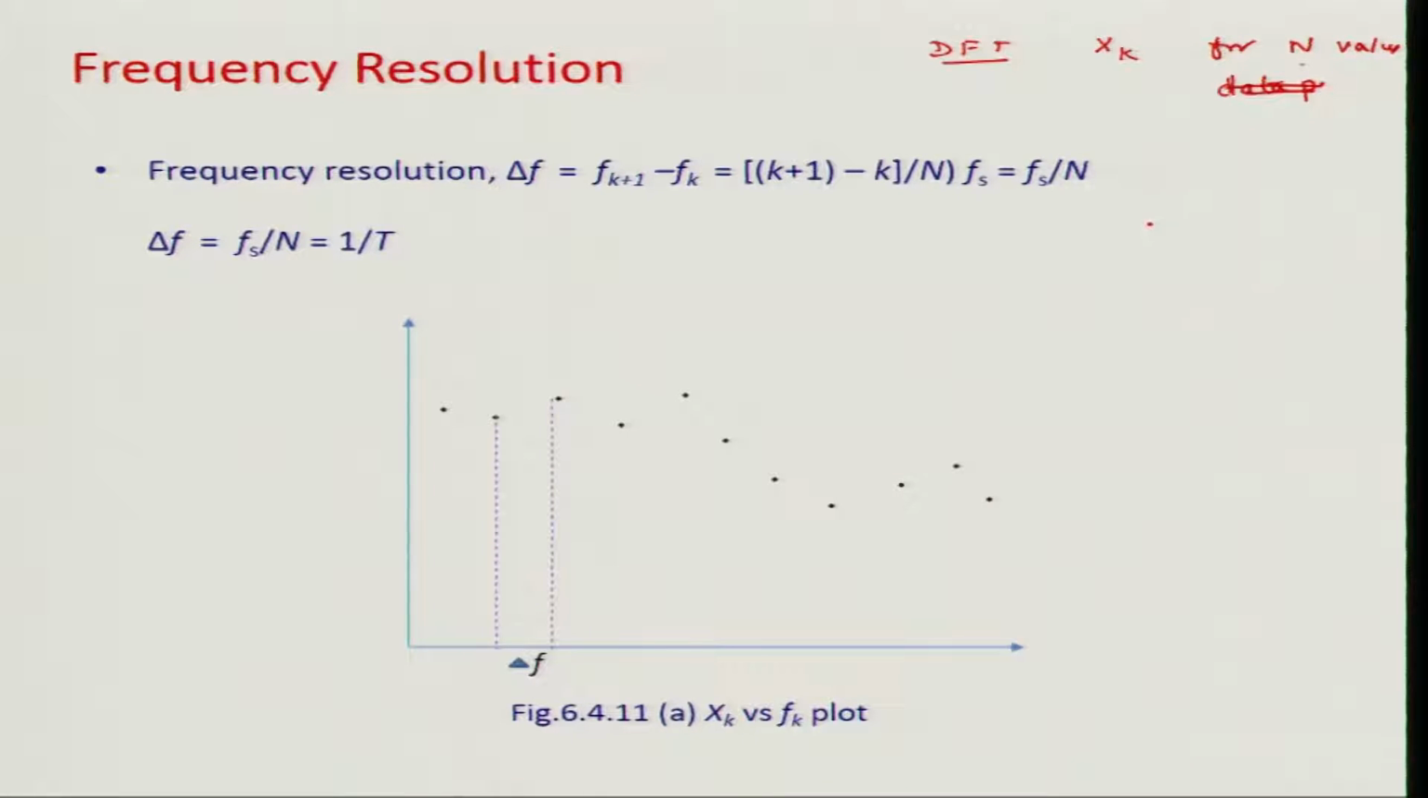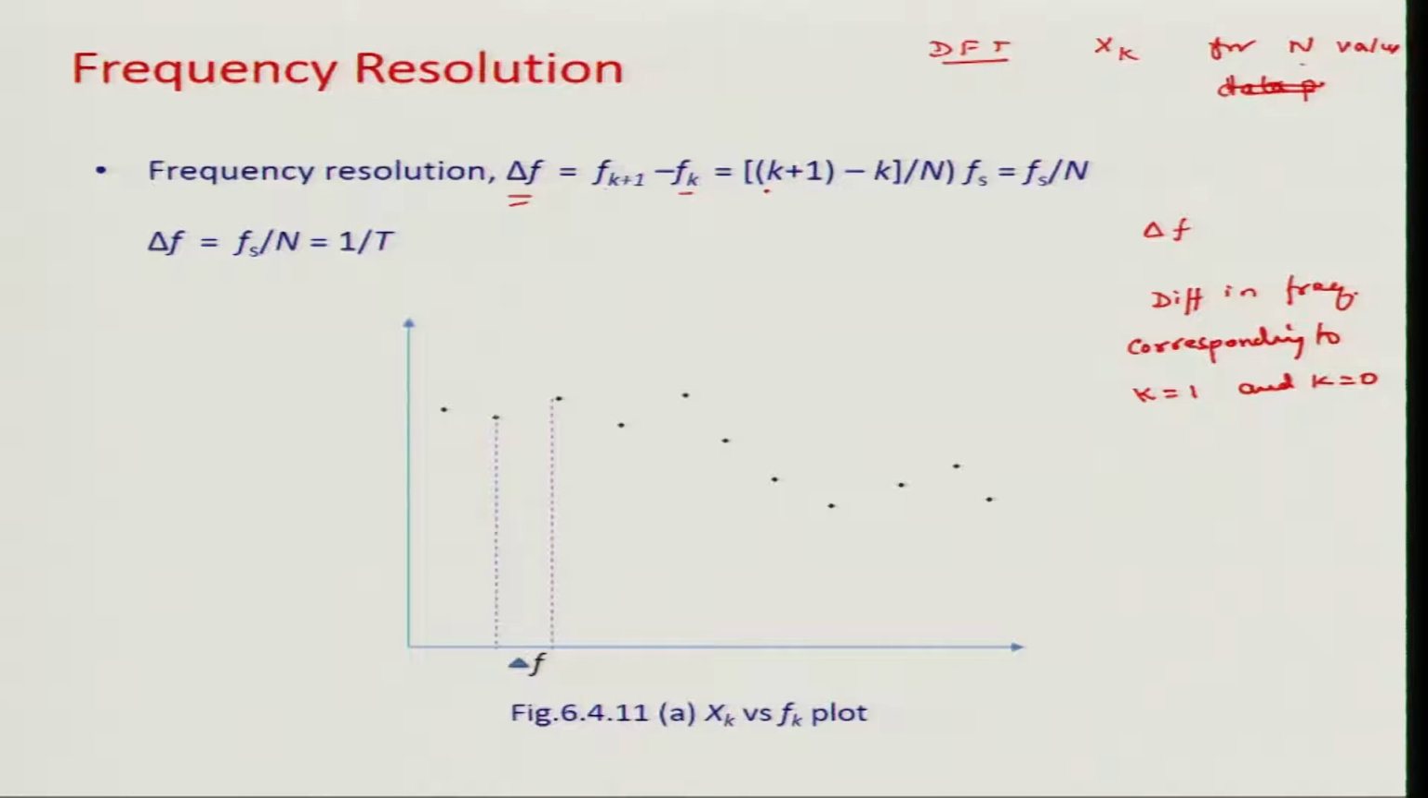So, the question is what is delta f, that is the difference in frequency corresponding to k equals 1 and k equals 0. So, what is delta f? It is the difference between f(k plus 1) minus f(k).